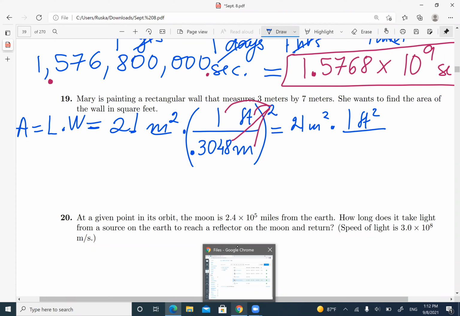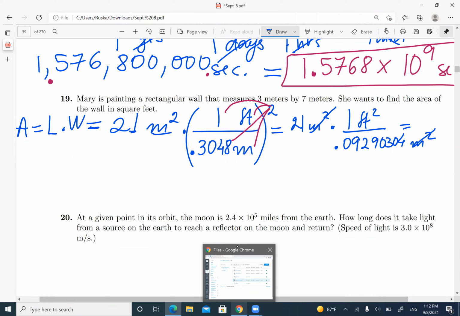0.3048 is 0.09290304. That's what I have in my calculator. I'm going to just keep as many decimals as possible. And that's meter square. So now I can cancel meter square and meter square.